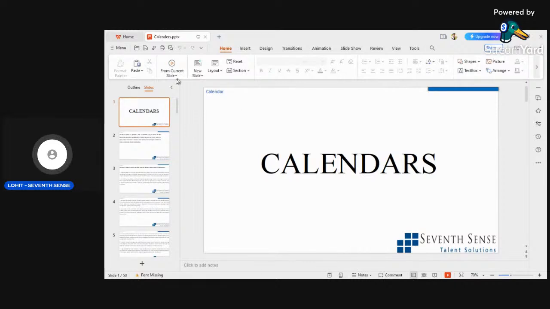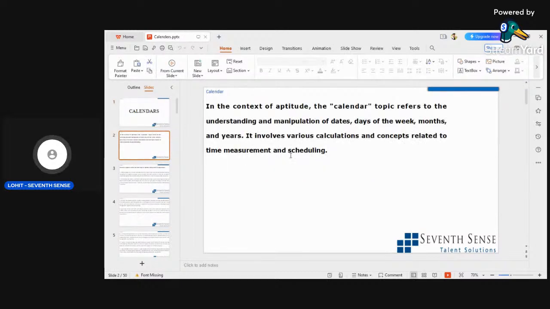So we'll just see the basics of calendars first. What is the role of calendars, and the types of calendars we are going to see. Basically, a calendar topic refers to manipulating dates: days, weeks, months, and years. It involves calculations for scheduling meetings and all. For that reason we use the calendar concept.